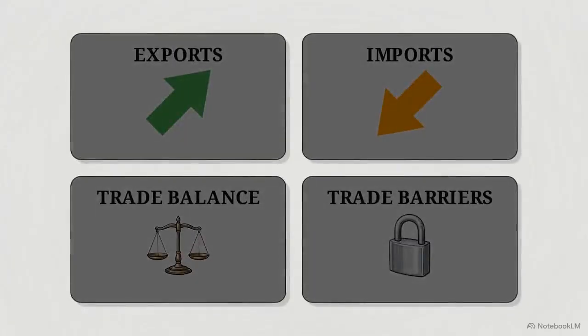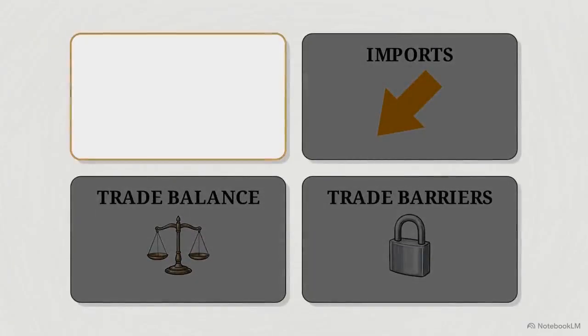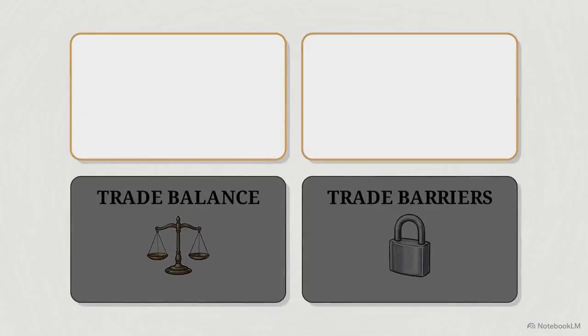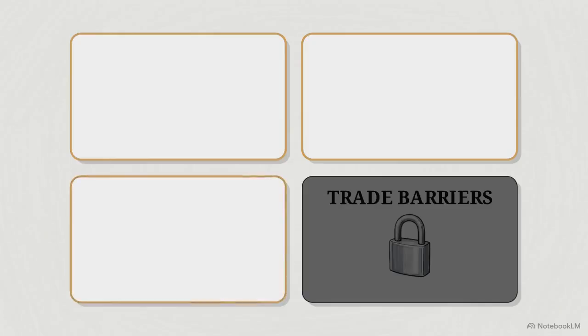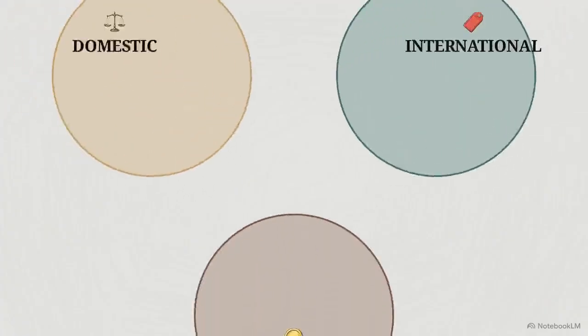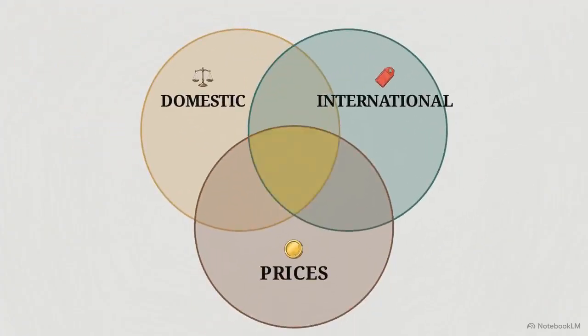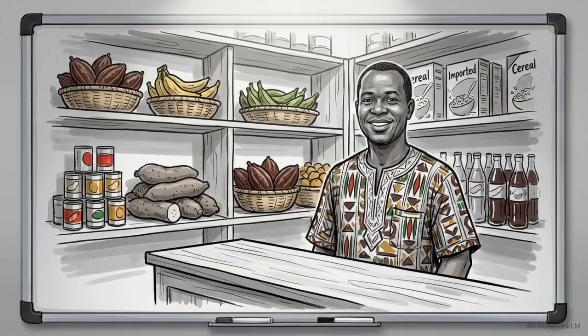International trade revolves around 4 main components: the outward flow of exports, the inward flow of imports, tracking the trade balance between them, and navigating the barriers that restrict them. Understanding how these layers intersect reveals the exact reasons why local prices fluctuate and how international agreements directly impact everyday life in Ghana.